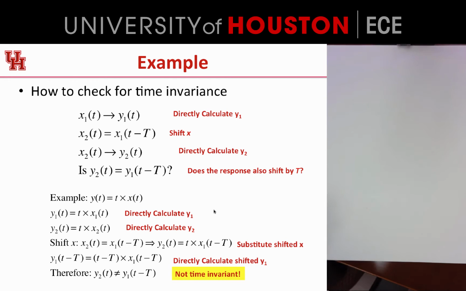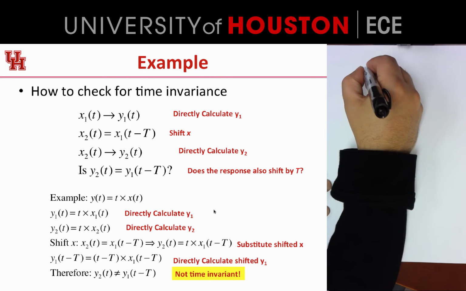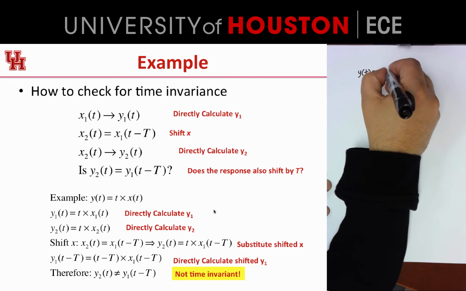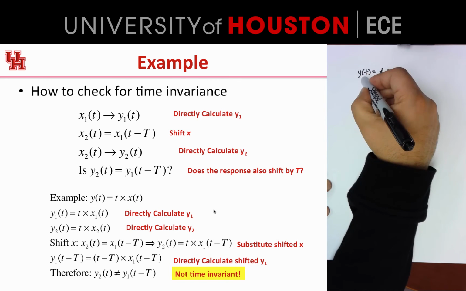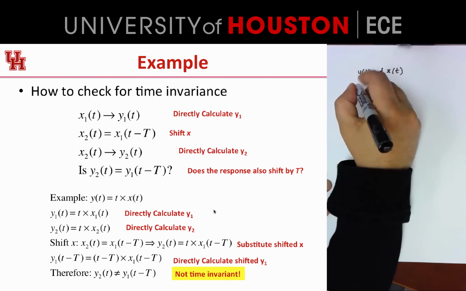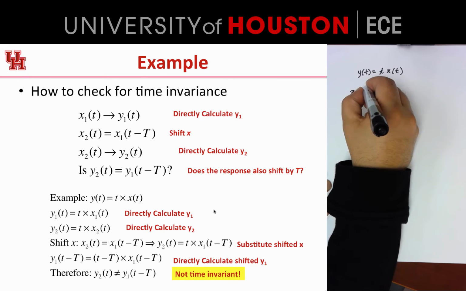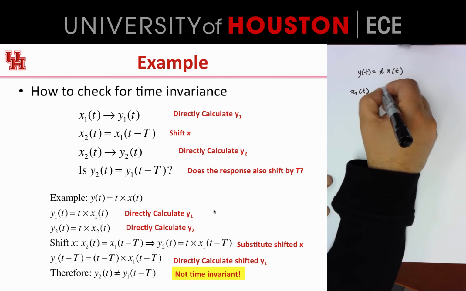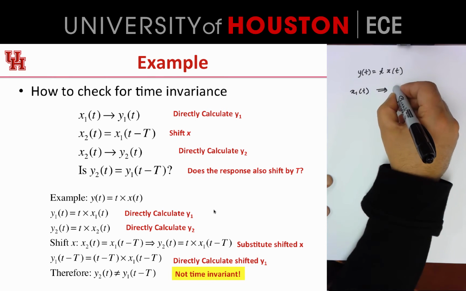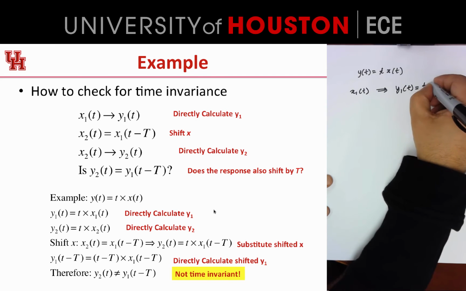Okay, so here is the idea. Suppose you have a system in which y of t is t times x of t. Now we've got to be suspicious of this system because the response actually depends on the time here. So let's just work our way through that. Suppose I have an input x1 of t. Then this system is going to produce an output y1 of t, which is given by t times x1 of t, correct?